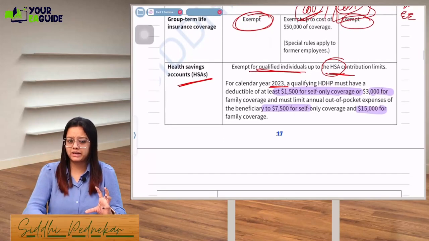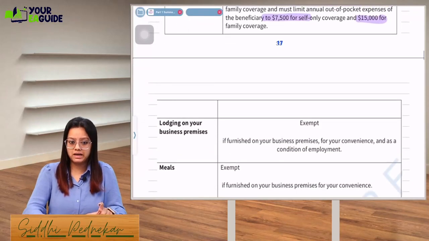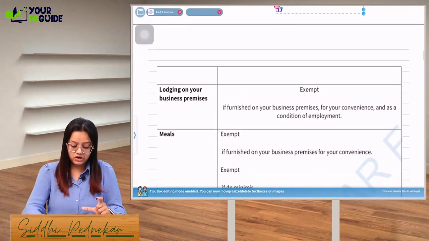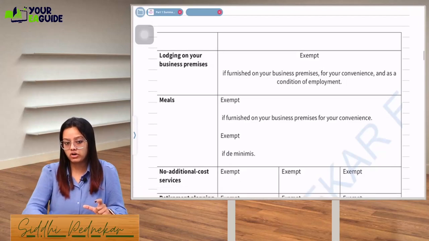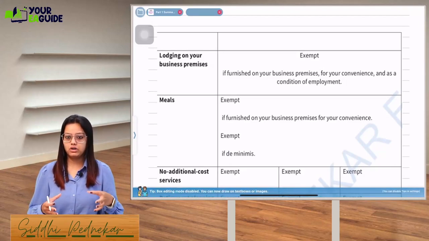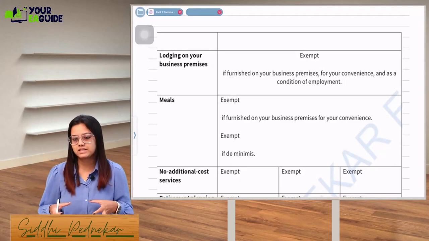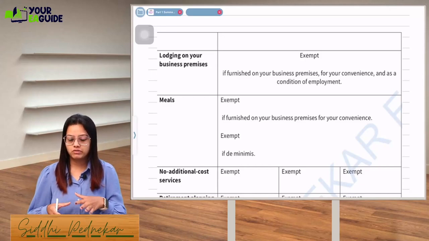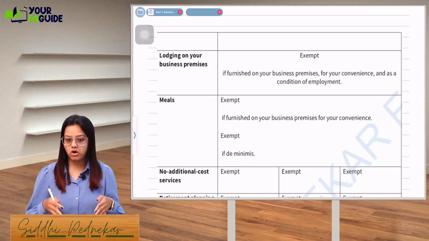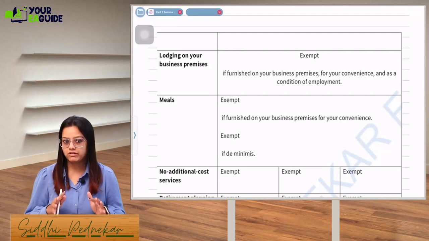Okay, those who are working practically might have seen box number 12 over there. Lodging on your business premises. Let's say the company has provided you a lodging facility. For example, it's tax season and the CPA firm has told everyone that no one will go home. For 15 days you will be living in the same organization. They'll give you some facilities to live there for 15 days, but it should be for the business purpose.